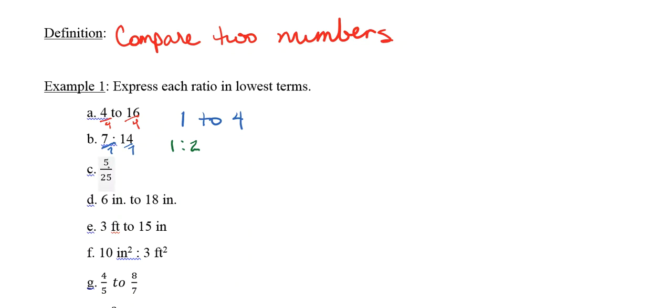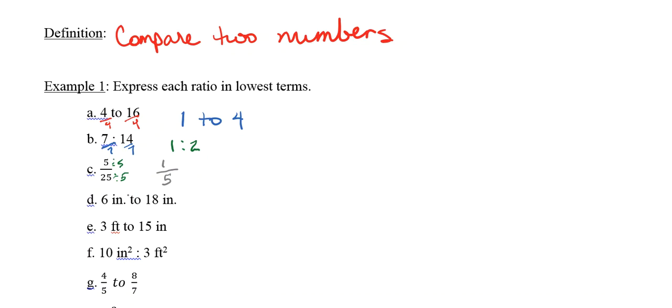On the next one, they're both divisible by 5, so I'm going to divide them by 5. And so it's 1 over 5. So the larger one is 5 times as big. Notice in A, B, and C I didn't have any units. Units really aren't needed unless they're different units. So even on D where it says inches and inches, I don't really need those because I know that whatever I'm working with should be in that unit. So I can just go ahead and divide by 6.